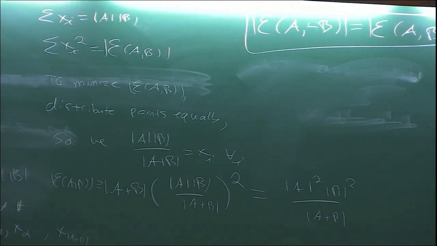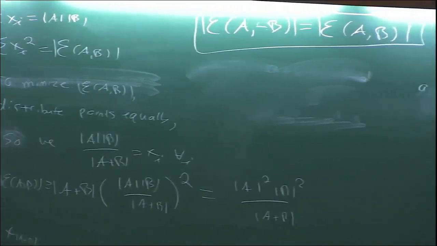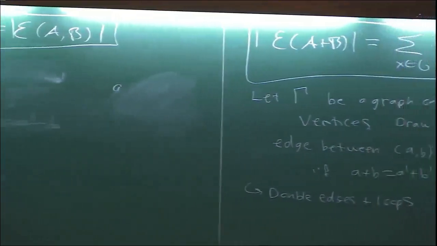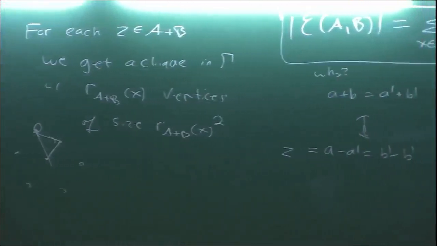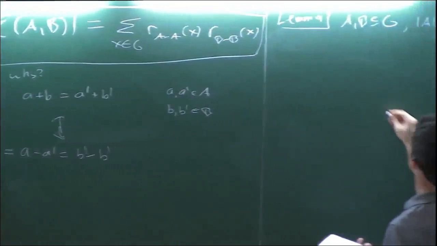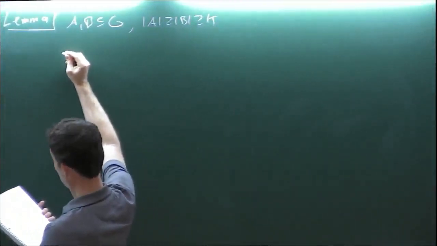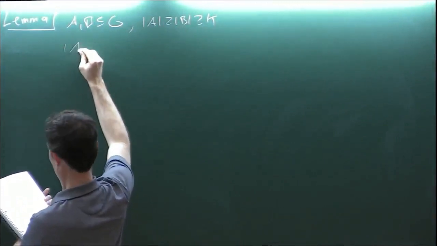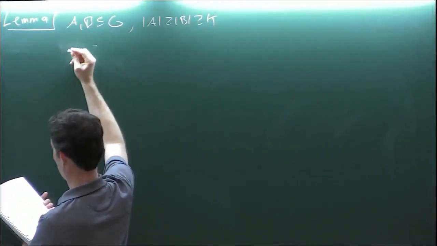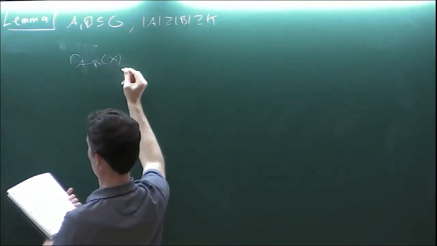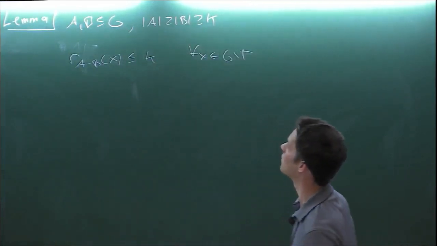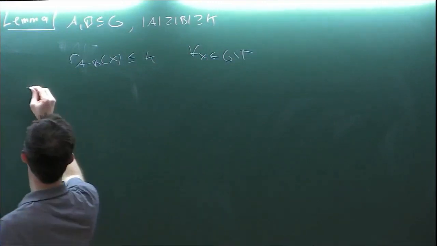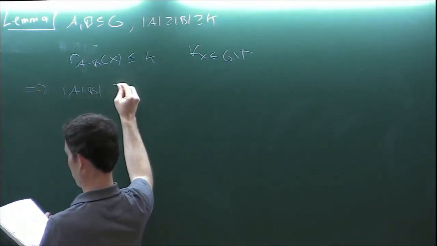So here's a little lemma. Say we have A and B inside our group G. We'll assume that A has the larger size, B is at least K. We're going to assume that the number of representations of every element is at most K outside of some set T, and get a lower bound of this form over here.